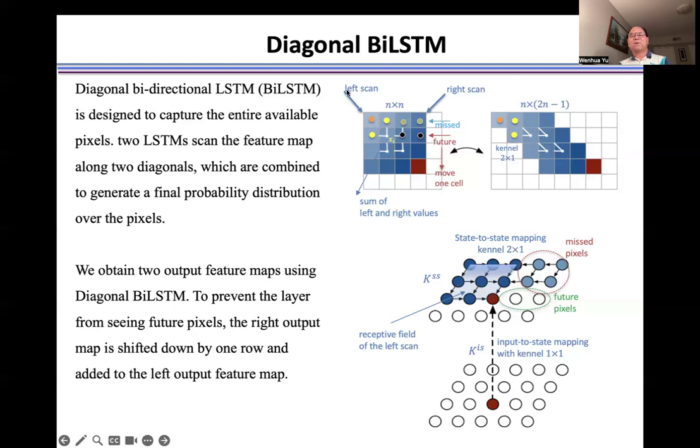And then from the left scan and the right scan, we get 2 values. Then we calculate the probability of xi by using the sum of the left and right values.